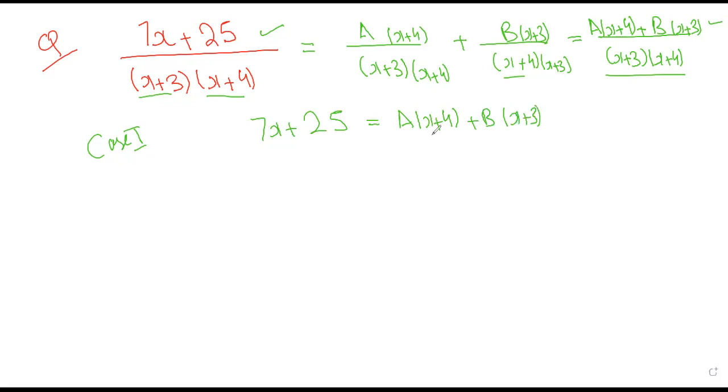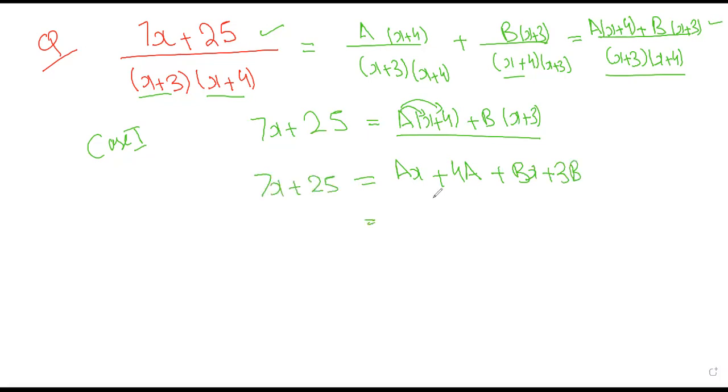Okay, now how do we solve this? By comparison, I will expand this side and this will give me ax plus 4a plus bx plus 3b, and the left side would come as it is. And we will just separate the coefficients of x, ax plus bx, and the constant one, because how do we solve partial fractions? By comparison.